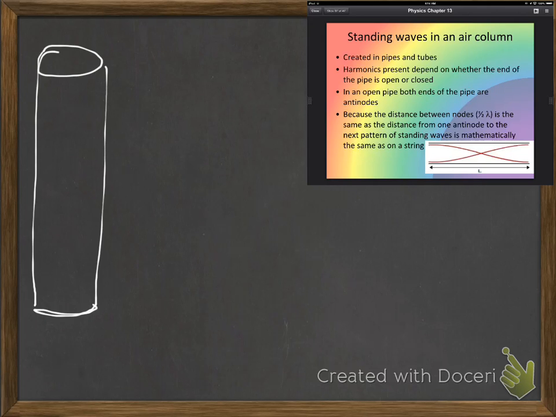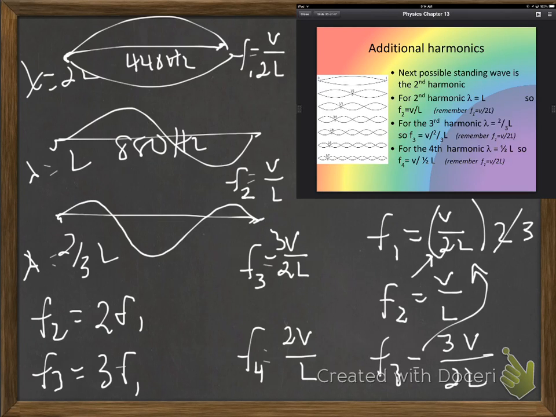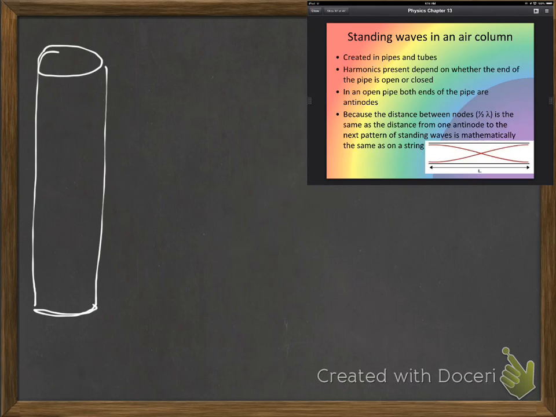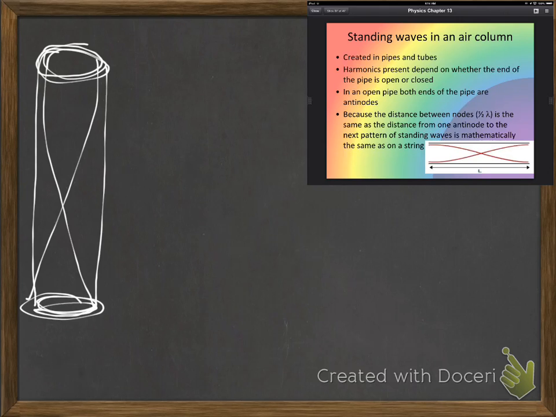Now on a string, if you recall, the ends are what? Nodes or antinodes? Nodes. Here, can we have a node on the end of an open pipe? No. It's an antinode. So the wave that we create looks like this, metaphorically. Why do I say metaphorically? This is a sound wave, therefore, is it a transverse wave? No. But we have an antinode on each end, and this is not drawn to scale, and a node in the middle.